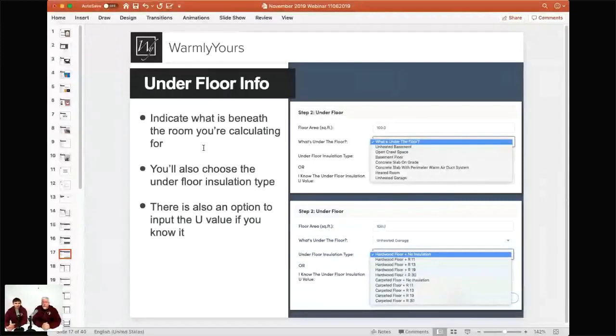Right. So yeah, step 2 is pretty much all the underfloor information. So again, we're duplicating floor area. It's 100 square feet. We're selecting what's under the floor. That's the part we were already talking a little bit about. So, is it an unheated basement, open crawl space, or is it just a heated room? And anytime you're selecting something like an open crawl space or something that would have insulation, the system will then prompt you to pick what R value that is.